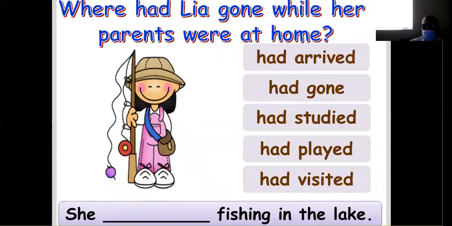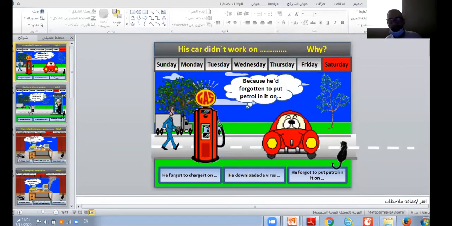Where had Leah gone while her parents were at home? She fishing in the lake. Bismillah ar-Rahman ar-Rahim. Again, we came back. I'm sorry for the sudden breaking down of the internet. Okay, we are going also to continue with past perfect.